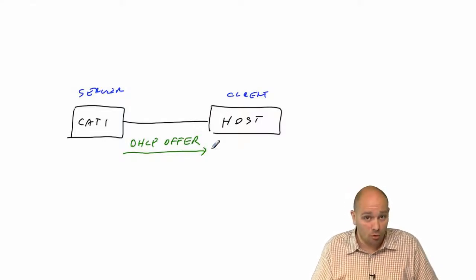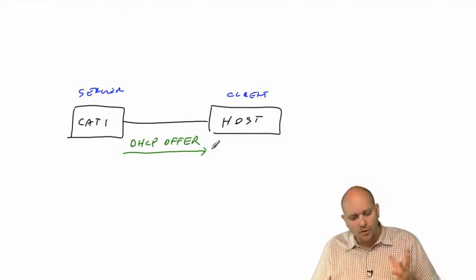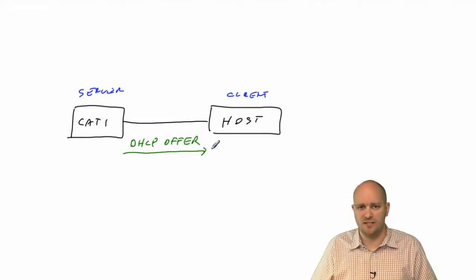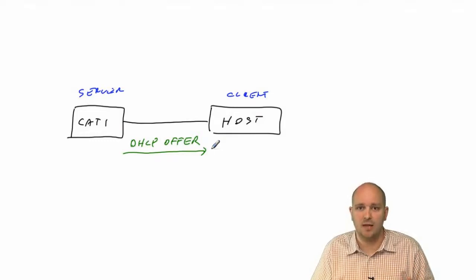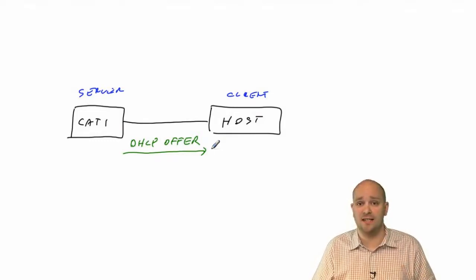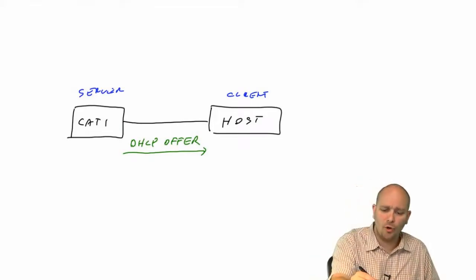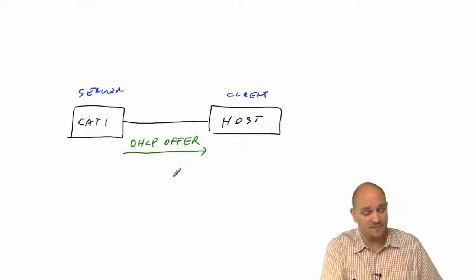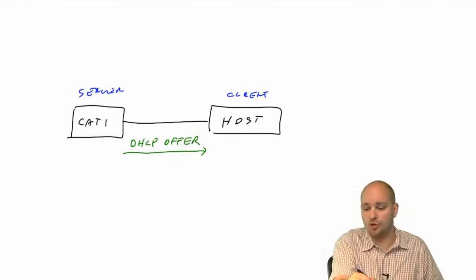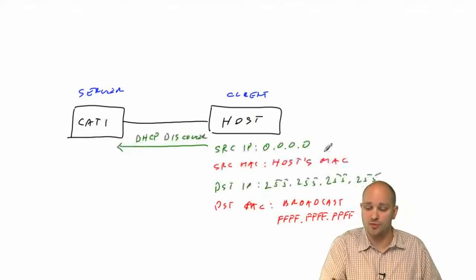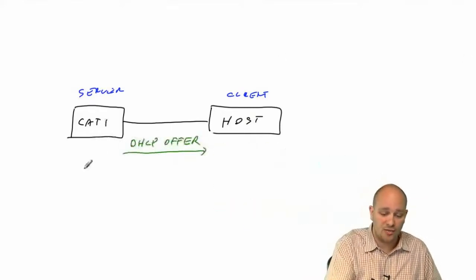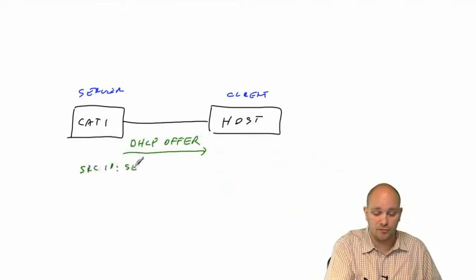But even more interesting is, what is going to be the source IP address of this traffic? What is going to be the destination IP address? And what about source and destination MAC addresses in this case? Well, for the source MAC address, that is very simple. Or let's say for the source IP address, let's use the same order here. The source IP address is, of course, going to be the server's IP.